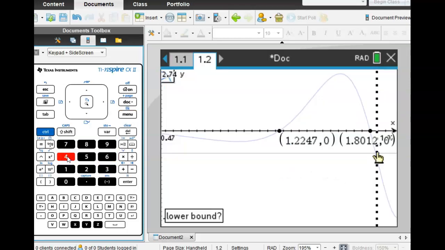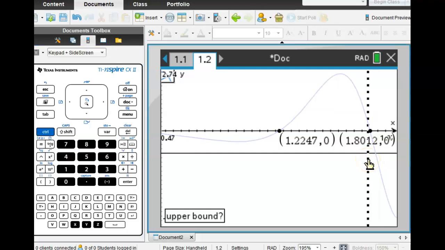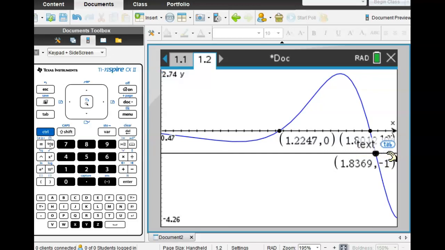So it says lower bound. Well, I'm not really in the right spot right here. I need to be on the left-hand side of where they actually intersect. I don't care about the zeros. I'm looking right here where that intersection is. So I'm going to click over here. You're going to have to move and then click. And then it says upper bound. So now I need to be on the right-hand side of it. So I'm going to click over here. And it gives me the intersection.